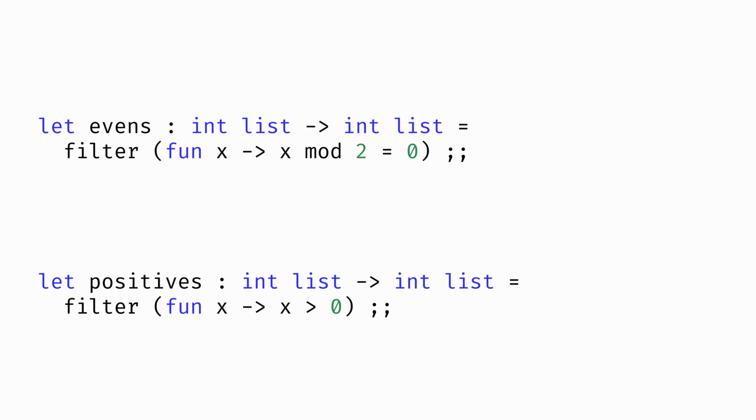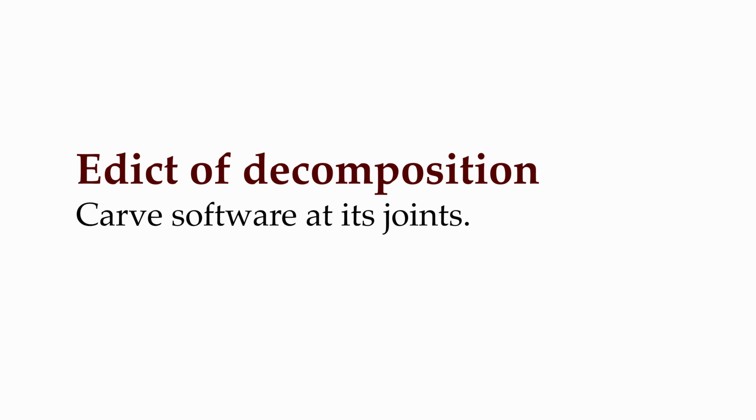We arrived at the map, fold, and filter abstractions all by looking at code and determining the best place to carve our software into different pieces. This is the edict of decomposition, to carve software at its joints, the natural places to cleanly break our code into pieces. By separating map, fold, and filter into their own abstractions, we were able to greatly simplify pieces of our code that previously shared a lot of underlying commonality.